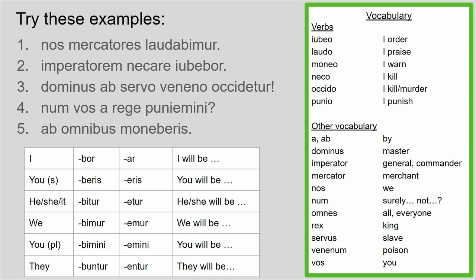Number 5, ab omnibus moneberis. Moneberis is my second person singular of my first and second conjugation. So moneberis, you will be warned by everyone, ab omnibus.